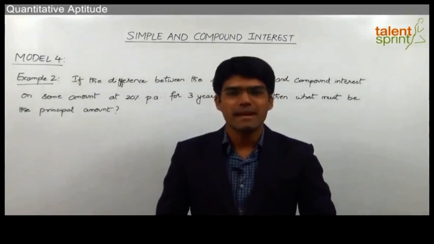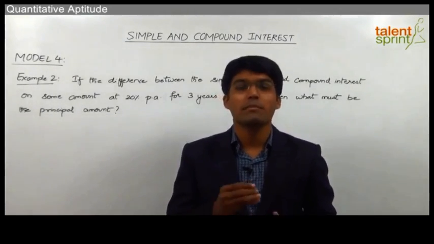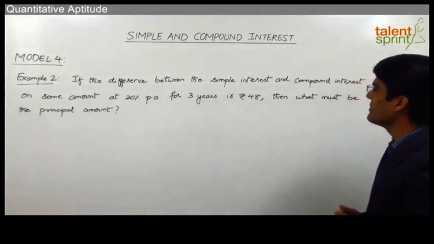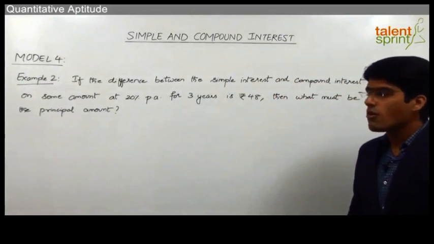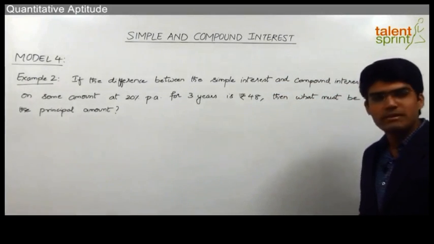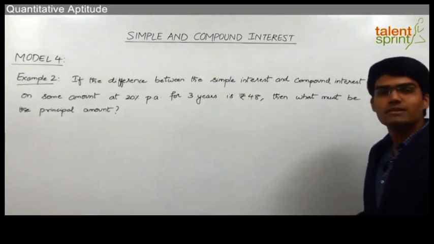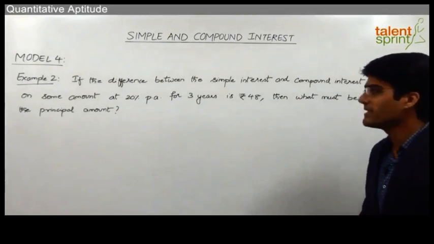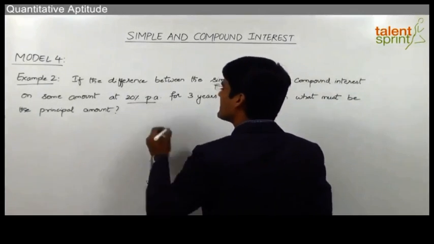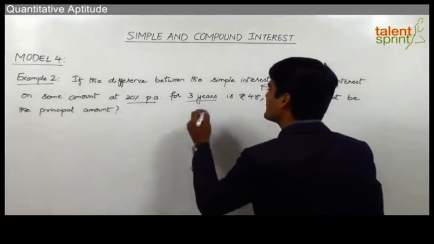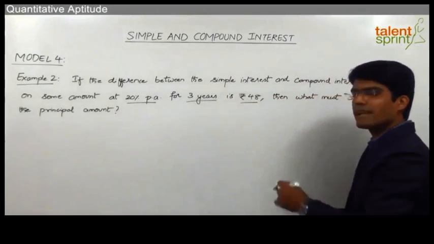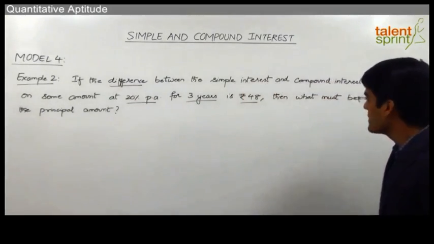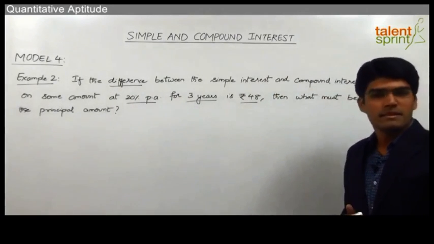Let us now take an example based on the concept of difference for a period of 3 years. The question is, if the difference between the simple interest and compound interest on some amount at 20% per annum for 3 years is rupees 48, then what must be the principal amount? So as you can see here, the rate of interest is 20% per annum, time is 3 years, and the difference is given as 48. The difference between SI and CI is equal to 48. And we are supposed to find out what must be the principal amount.